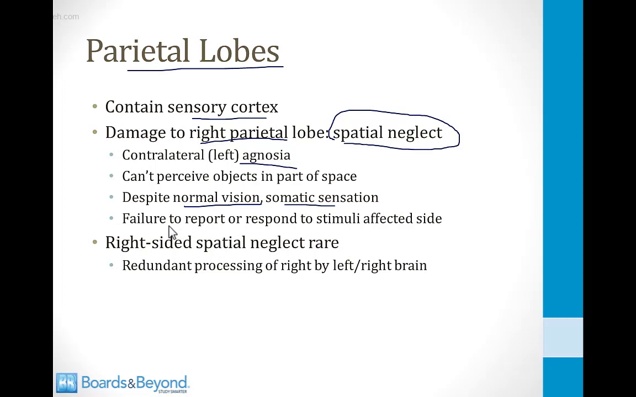Some patients will even not believe that their left leg or arm is present, because they will just think it's not there. Patients rarely get right-sided spatial neglect because, it turns out, there's redundant processing of the right side by the left and right brain, but this left agnosia can occur with damage to the right parietal lobe.